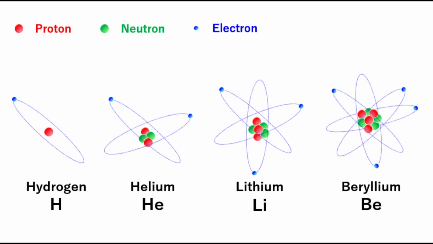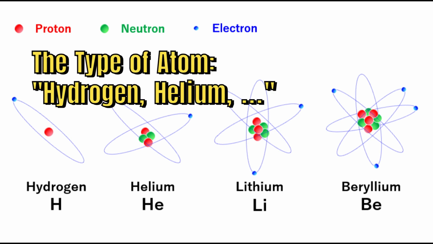When the combination of protons, neutrons, and electrons is changed, the type of atom changes. Type of atom means like H is hydrogen, He is helium, Li is lithium, and Be is beryllium. And the type of atom changes when the number of protons changes.